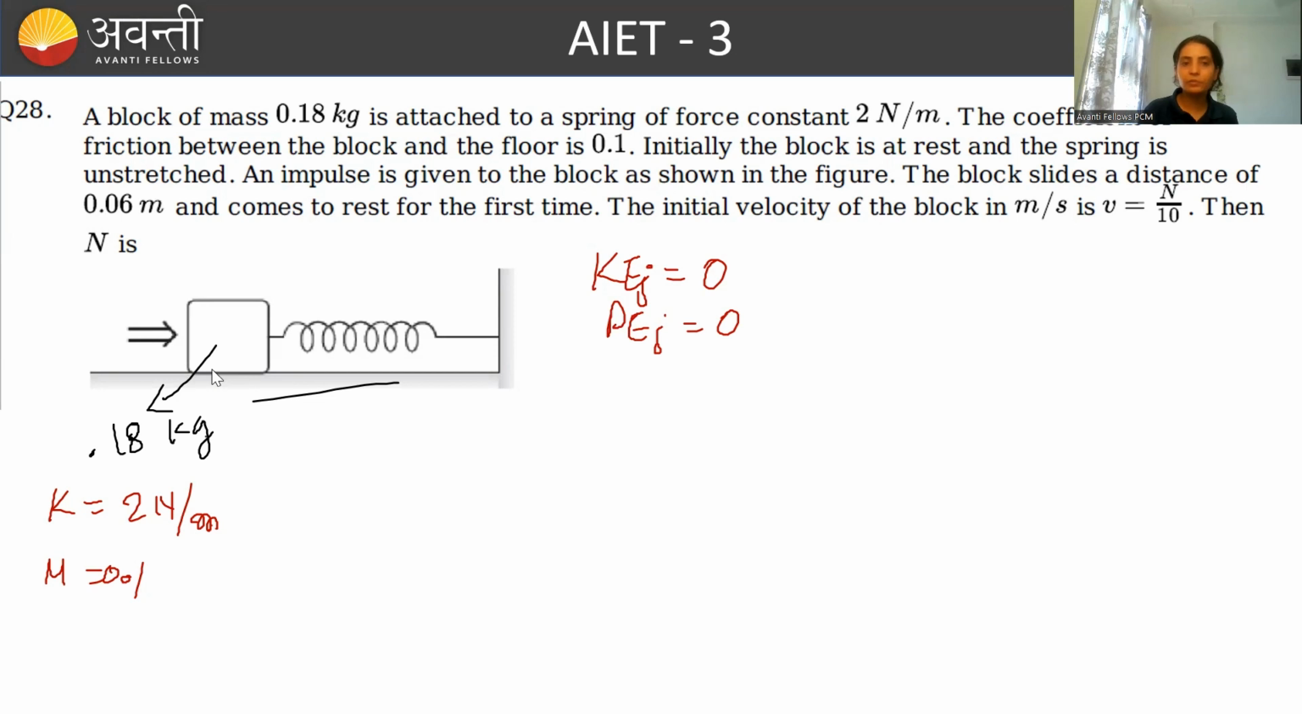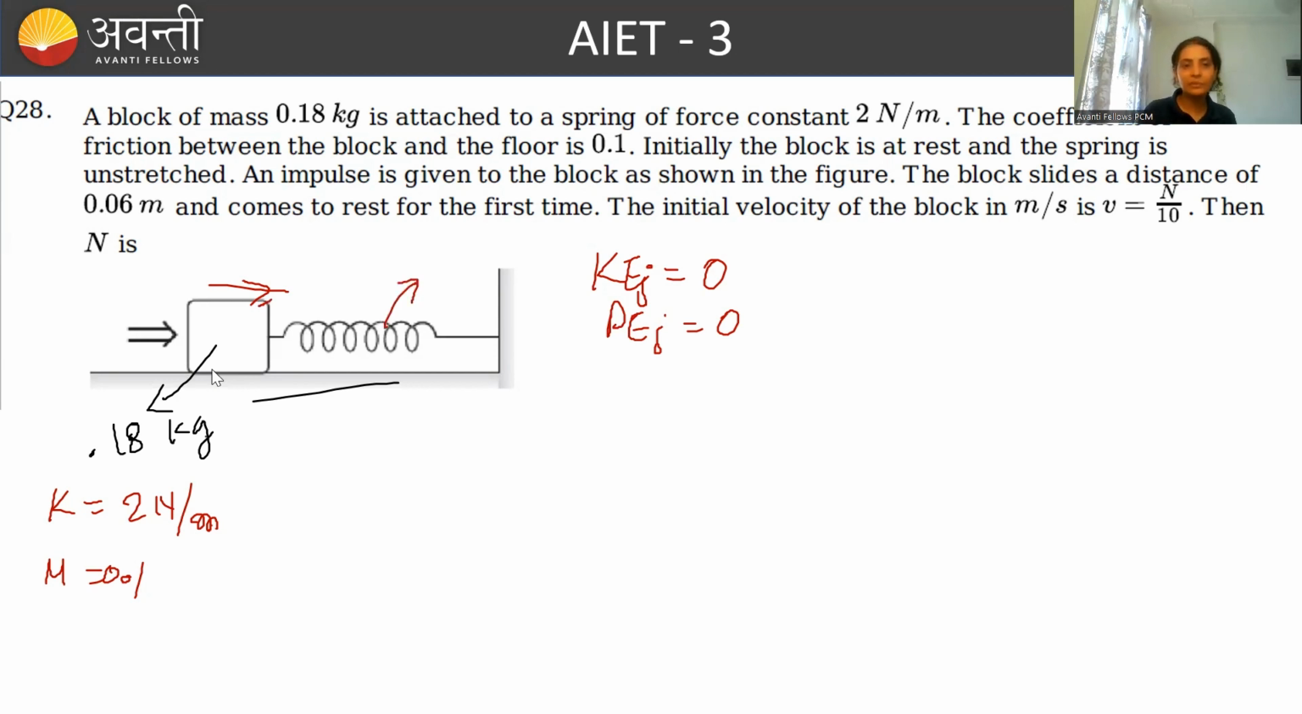Now what will happen? Because of that impulse the block will slide in this direction, and if the block is sliding in this direction it will compress the spring, and if the spring gets compressed, its potential energy will increase.